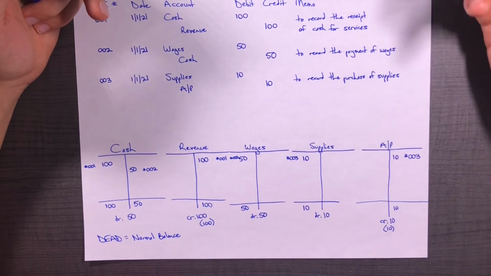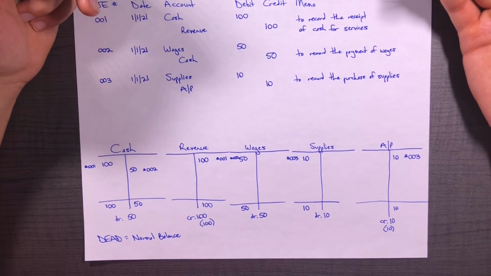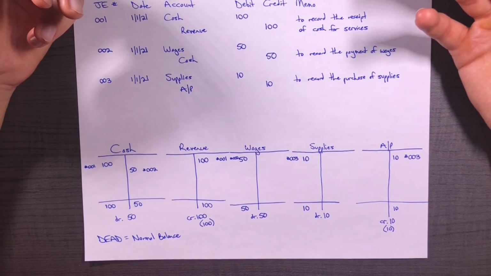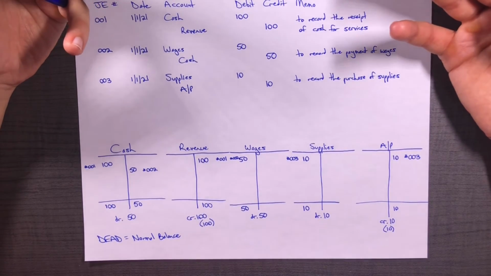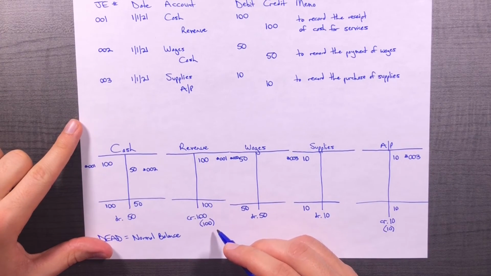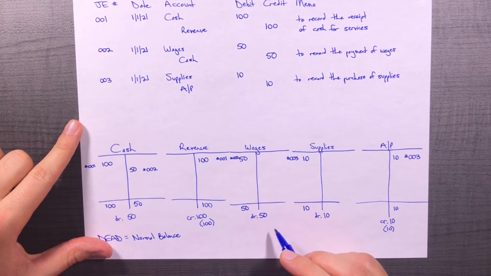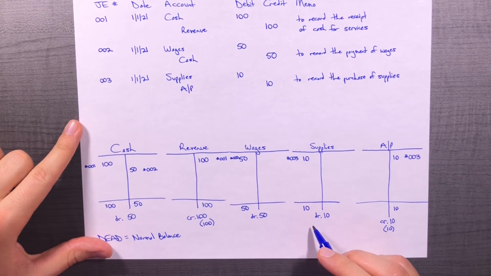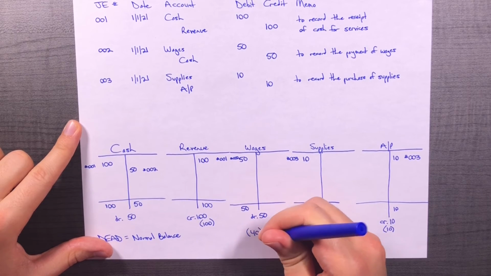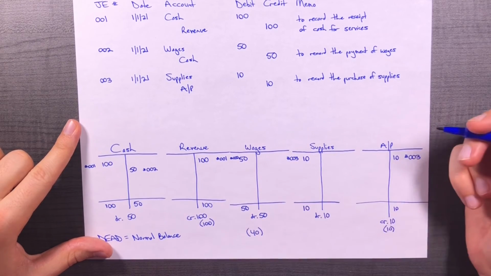In past videos, we had calculated our net income to be $40, just like we can do quite easily off the top of our heads right now. When we look at our T accounts though, what do we have? Well, we have minus $100 for revenue, and we have $50 for wages, and we have $10 for supplies, leaving us with a minus $40 balance for net income.